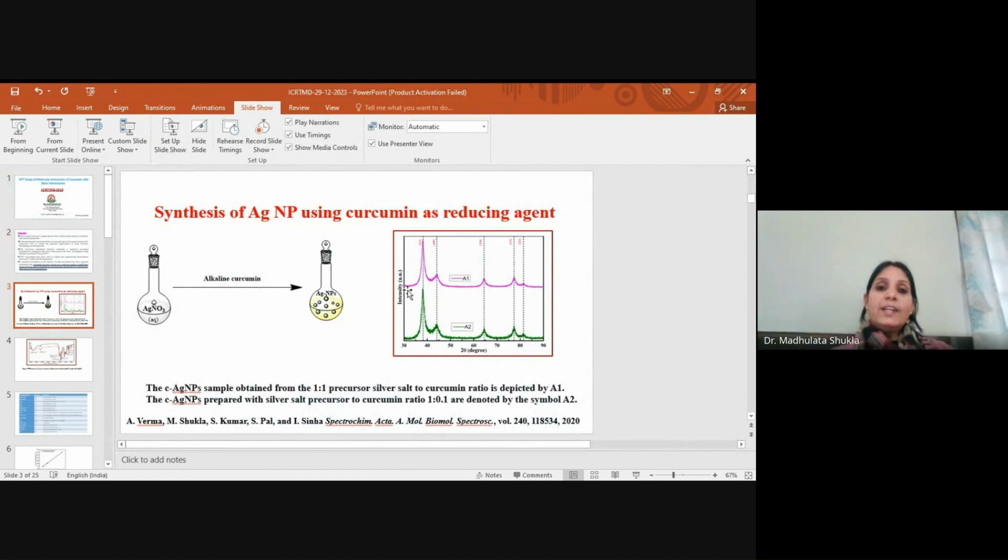Okay, so this is the synthetic procedure, and here this A1 peak belongs to the synthesis of silver nanoparticle in a 1:1 ratio, one proportion of AgNO3 and one of curcumin, and this A2 is for the 1:0.1 ratio.